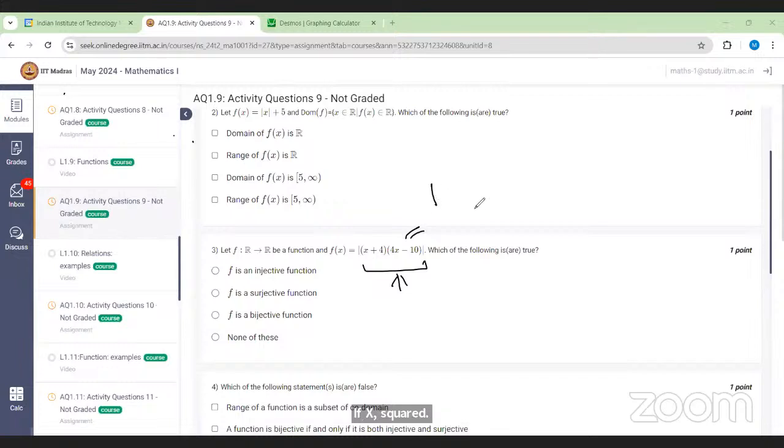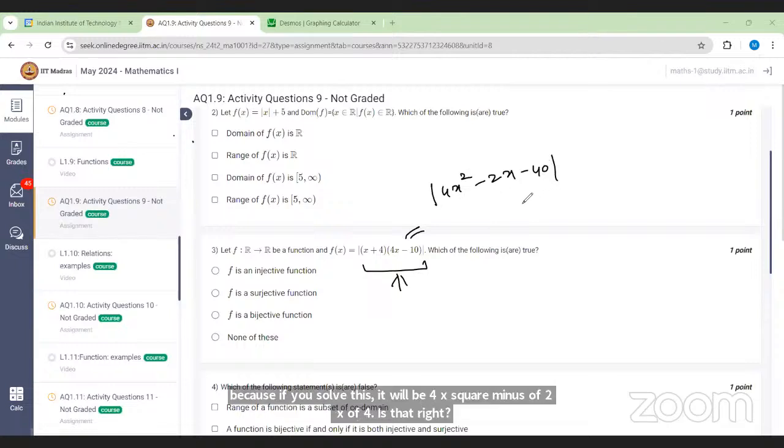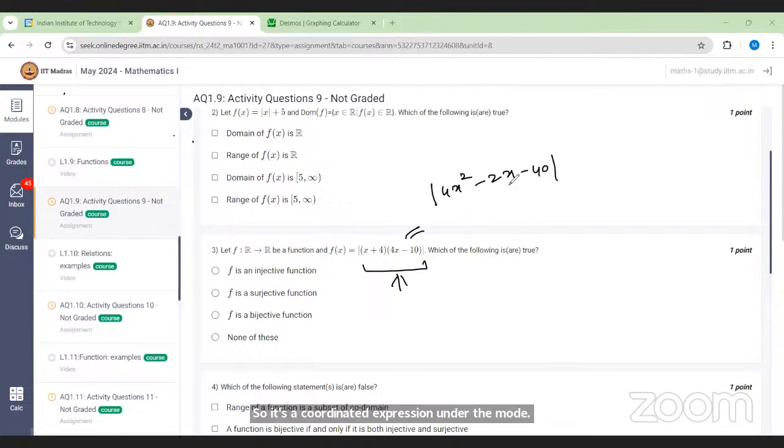X into 4x is 4x square, and if it is a 4x square, obviously it will not be one to one. Via the quadratic also you can say that, because it is coming out to be a quadratic function, it's not one-one. If you solve this, it will be 4x square minus 2x minus 40, right? So it's a quadratic expression under the mod. So now the graph of this function is easy.